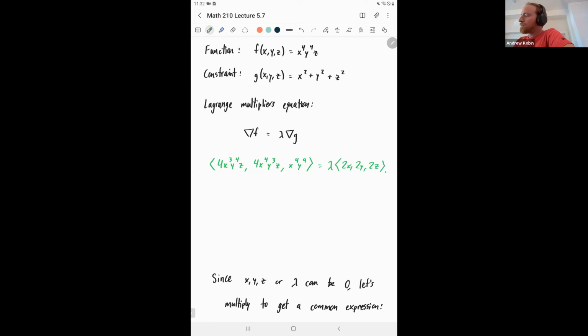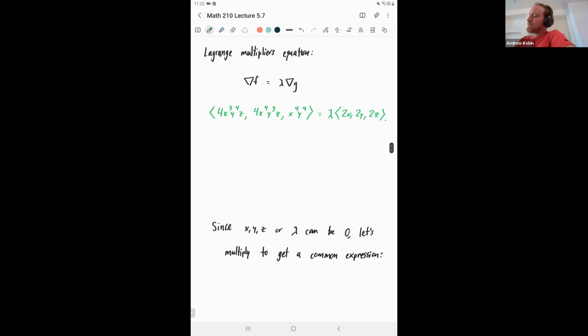So what we really have here, and I'm actually going to immediately write out the three equations we get, is we have these two gradients identified, and we want to figure out which x, y, and z make these vectors point in the same or opposite directions. So let's do it. I'm going to write out the first, second, and third components set equal to each other.